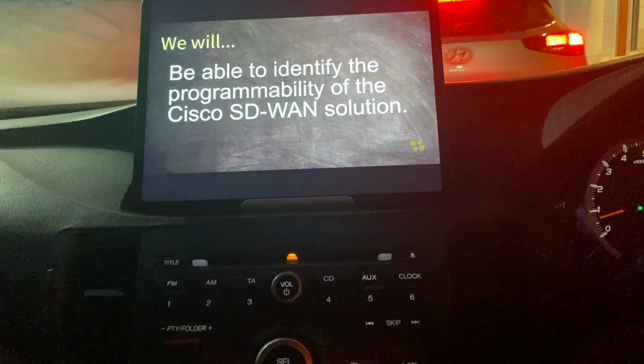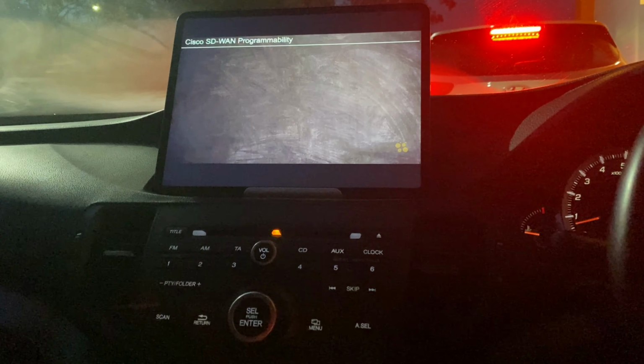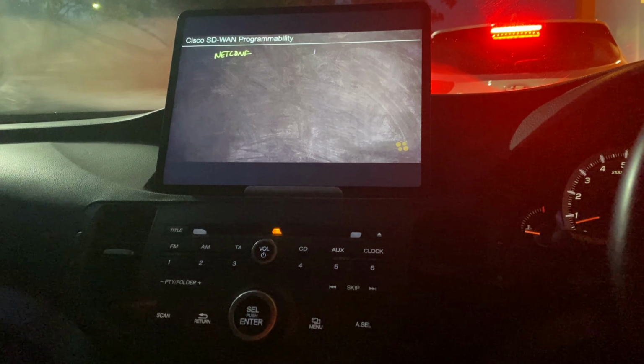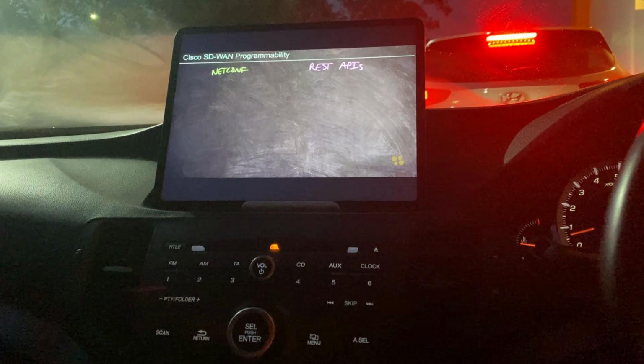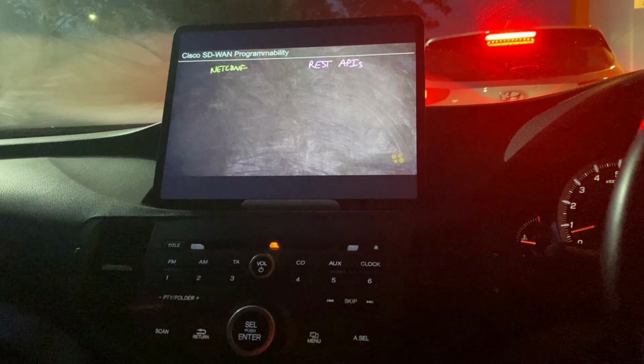By the end of this session, we will be able to identify the programmability of the Cisco SD-WAN solution. Cisco SD-WAN uses two programmability concepts. It uses NETCONF and it uses REST APIs. So before we discuss how SD-WAN uses these technologies, let's talk about what these are.